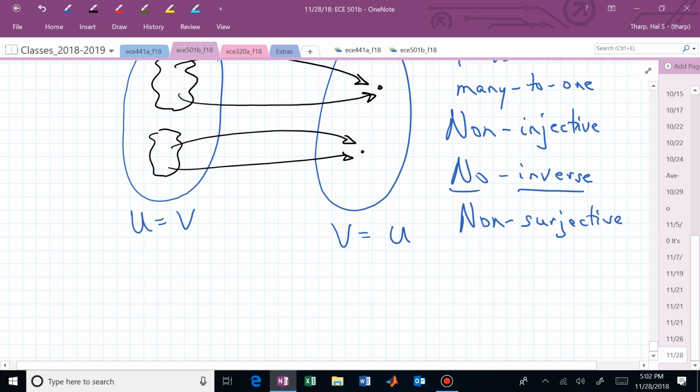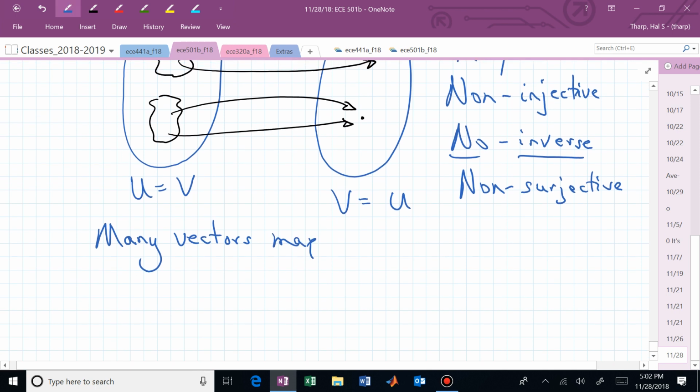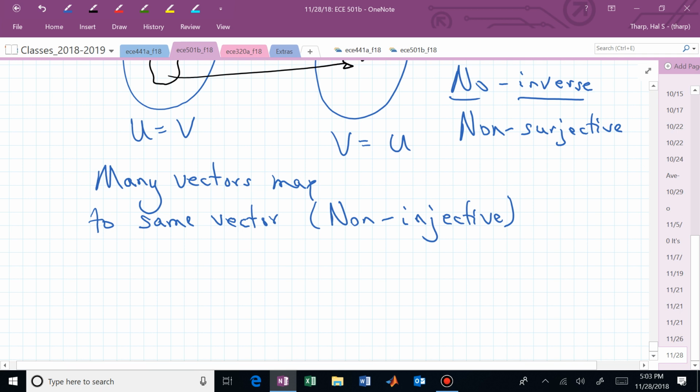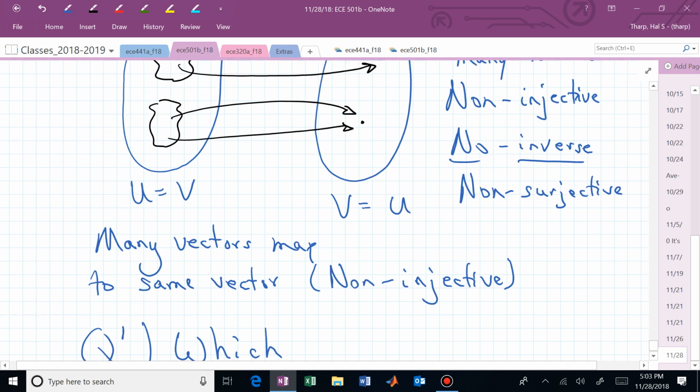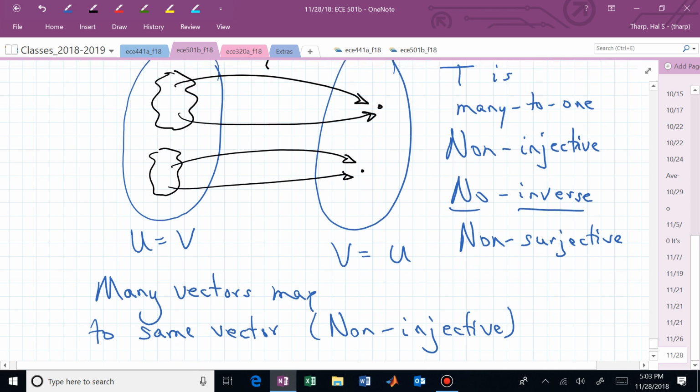So here we have many vectors in our input space mapping to the same vector, which is another way of saying non-injective. So that maybe introduces Q prime, another question. So we could have many W hats giving us the same M.